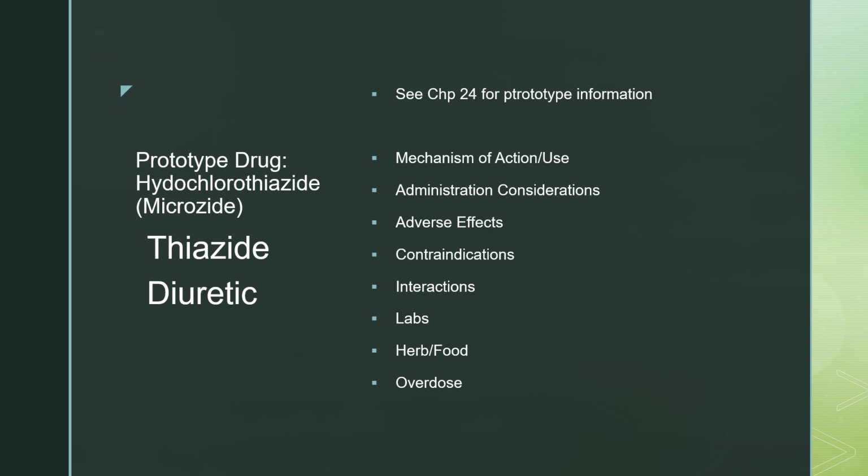Interactions, when given concurrently with other antihypertensives, either in a combo drug or maybe I'm on an ACE inhibitor standalone, I'm on a thiazide diuretic, I'm on a beta adrenergic blocker, it's possible. You just know this is going to potentiate the blood pressure, so we need to be mindful for hypotension. Thiazides can also reduce the effectiveness of anticoagulants, sulfonylureas, and anti-diabetic drugs, including insulin.